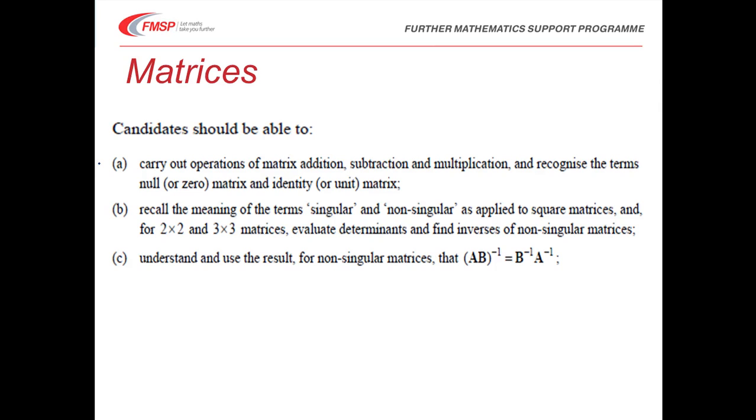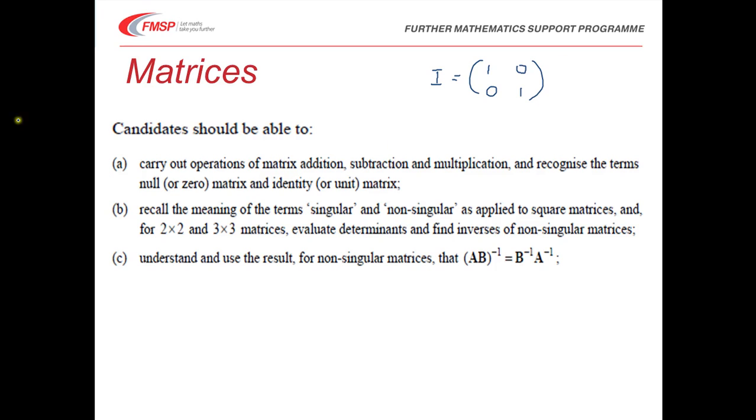So the first three we've got here. We've got to be able to do things like add, subtract and multiply matrices, recognise the null or the zero matrix, so that's a matrix in which all entries are zeros, and then the identity or unit matrix for 2 by 2 or 3 by 3. So for example, for a 2 by 2 matrix we use the letter I and the matrix would be 1 0 0 1.